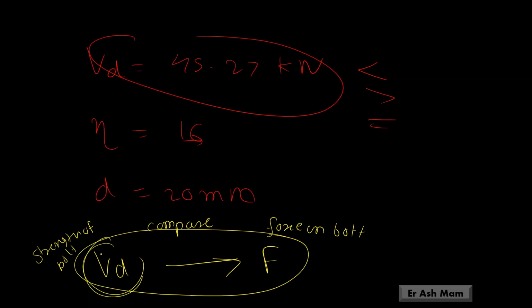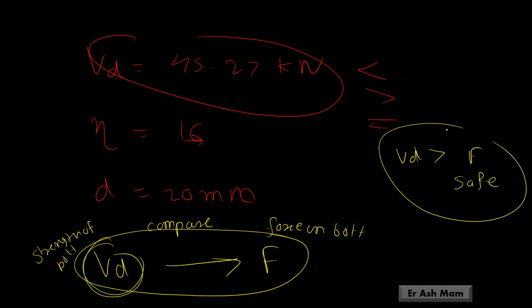If VD is more than F, then the connection will be safe. Obviously, if strength is more, then the connection will be safe. If VD is less than F, then it is unsafe and we have to redesign it. We don't know the value of F, but we know the value of VD is 45.27. Now let's find the value of F so that we can compare.